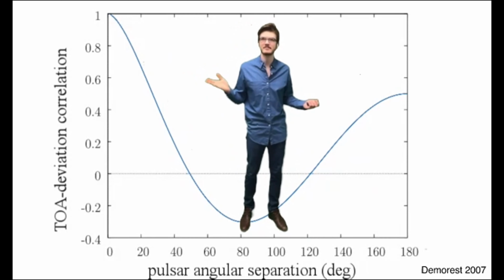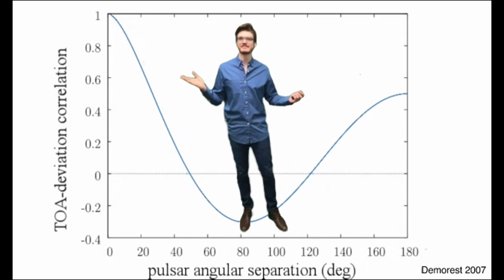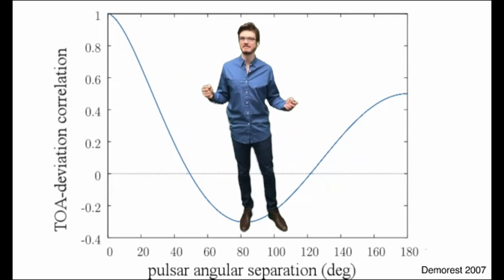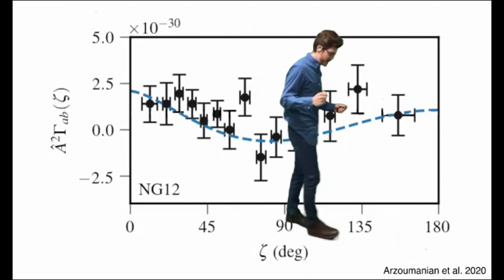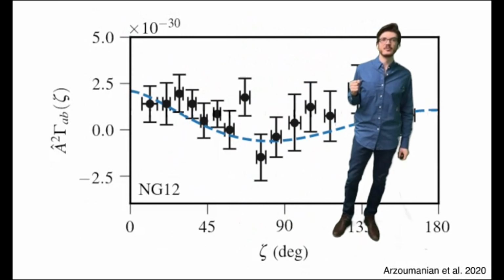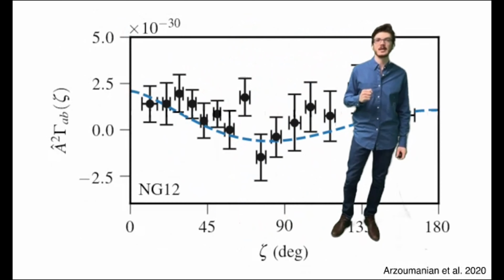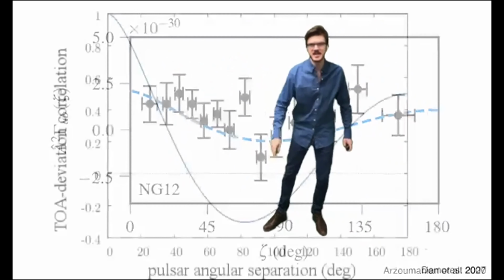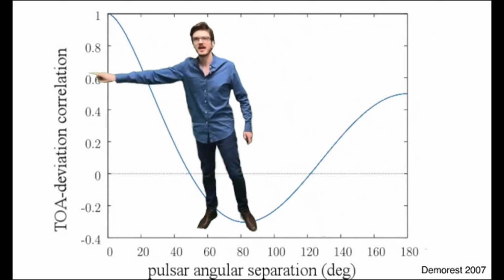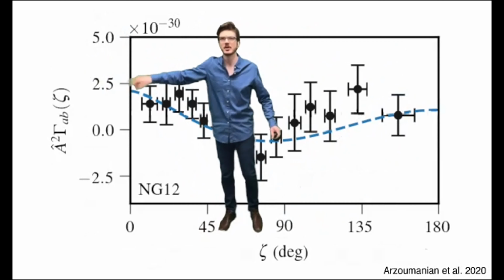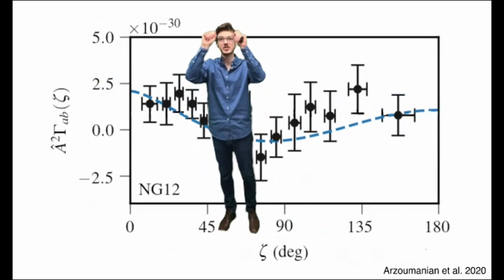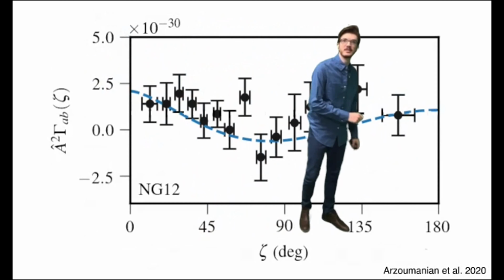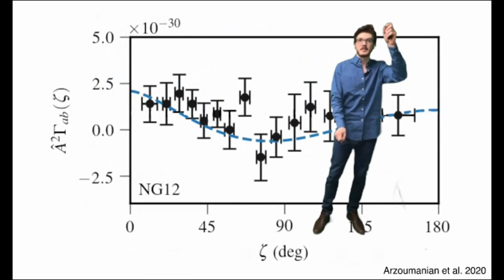Now you might be wondering, well, have you done it yet? The answer is maybe. This is 13 years of data from the NANOGrav pulsar timing array. For all intents and purposes, the y-axis and the x-axis are the same, right? This is how much the pulsars' times of arrival are changing due to a passing gravitational wave, and this is how far they are separated from each other on the sky.